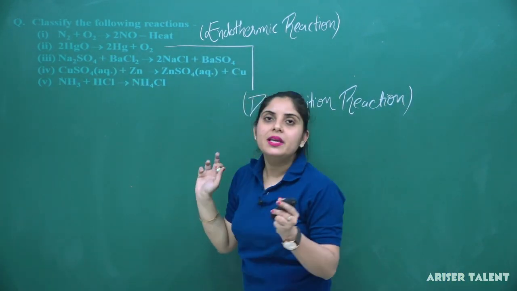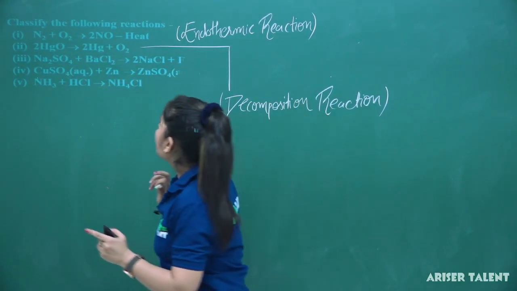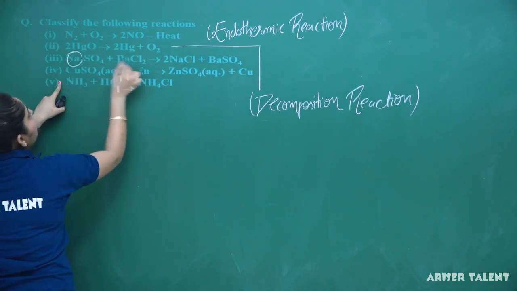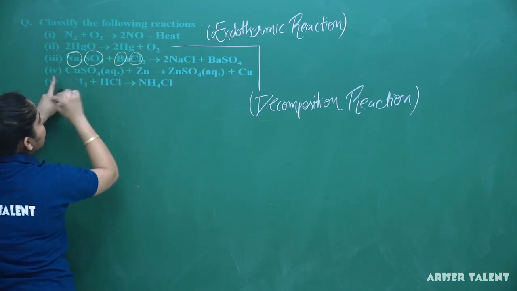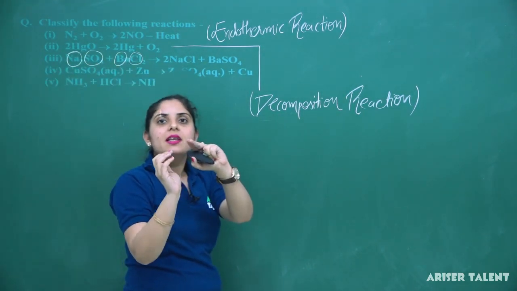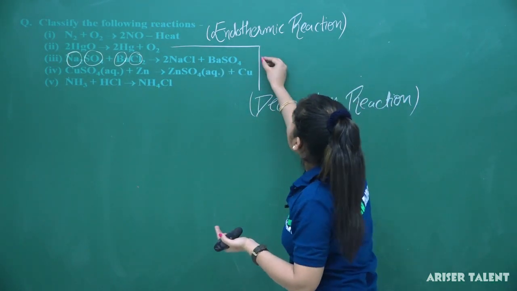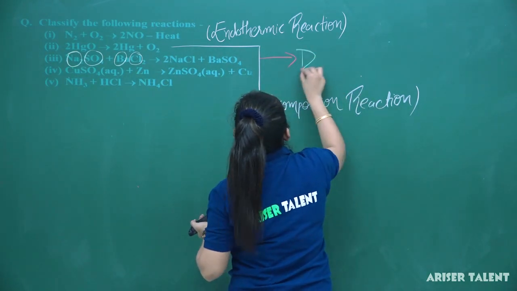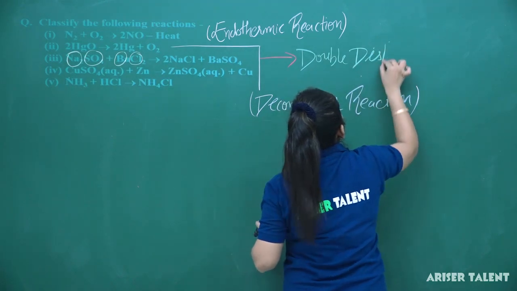Na2SO4 reacts with BaCl2 to give NaCl and BaSO4. So what you have identified in this equation, look here: Na will react with Cl and SO4 is going to react with Ba. There is a mutual exchange between two kinds of atoms. If there is a mutual exchange between two kinds of atoms, such reactions are known as double displacement reactions. So the third answer is double displacement.